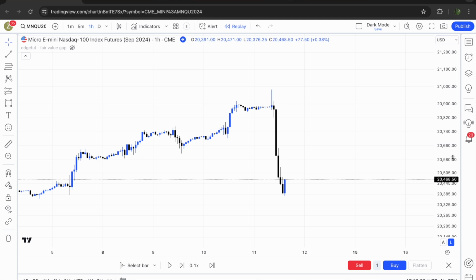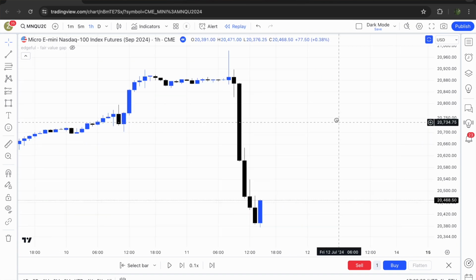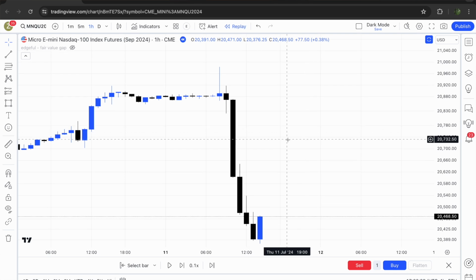Now we're looking at the NASDAQ futures chart. I'm in the replay mode, and right here on July 11th is where we last put in our all-time highs, and then we have had a pretty significant sell-off since. Now, let's show you how to identify the fair value gap and show you exactly what it looks like.